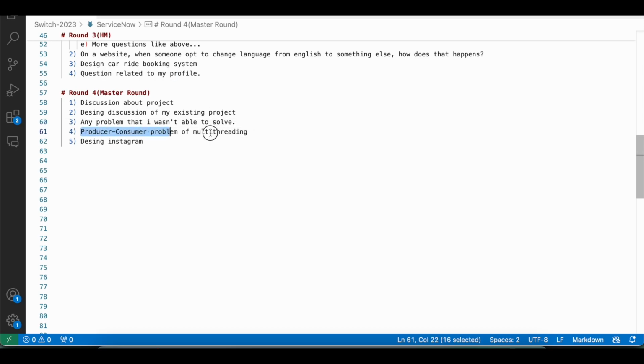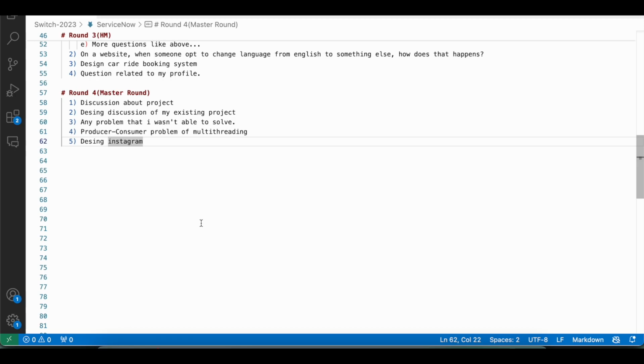Then the fourth question was related to the producer-consumer problem of multithreading. I had written this code in Java; basically, I tried the solution in Java. That's a standard producer-consumer problem. And then the fifth question was about designing Instagram. He asked me to choose any social media platform and how I would design it: what all the services we have, what all the databases I'm going to use, and all those things. All the points I had to cover for the earlier questions, the same I had to cover here also. So I had given that, and that was the wrap-up for the fourth round, the master round.